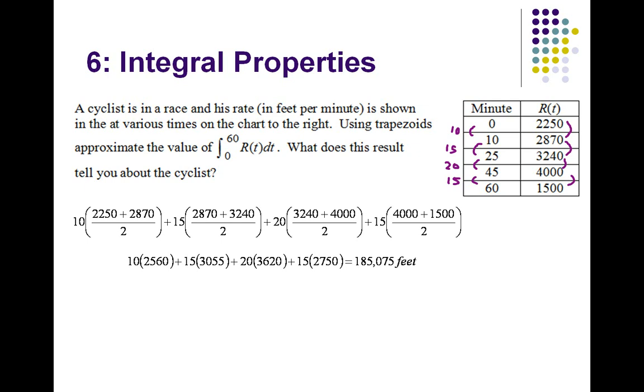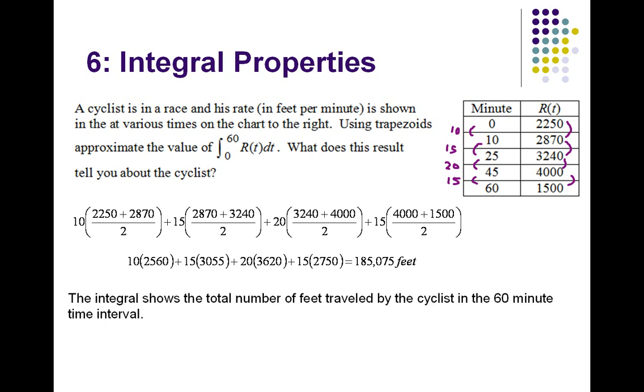So if you did the original one, the first one, what we've got to realize is there's 3 components we have to have. This represents, when we add up the integral, it's getting the total of, and I've got to figure out what my units are. It's the total feet, because remember I have feet per minute times minutes, and the minutes will cancel. I get total feet traveled, and I've got to specify the time interval. So the integral shows the total number of feet traveled by the cyclist in the 60-minute time interval. 3 components: total, units, time interval. You have to have all 3. If you don't have all 3, they're not going to give you credit for it.